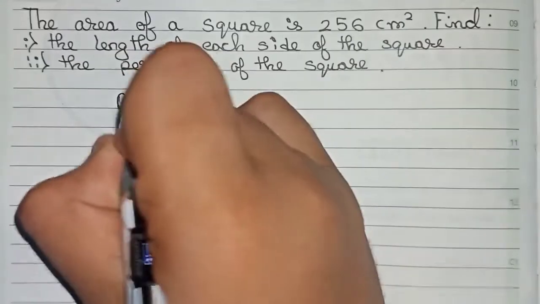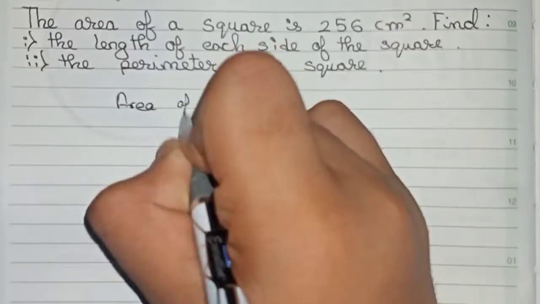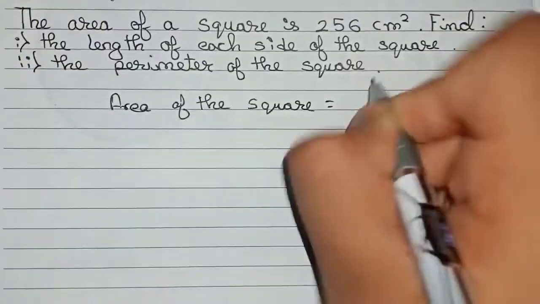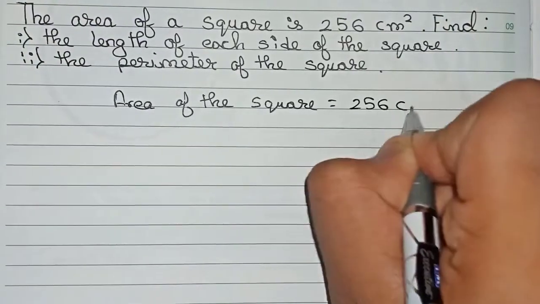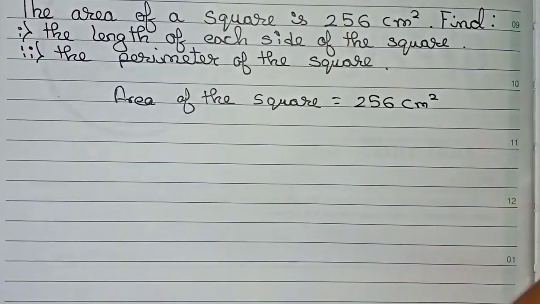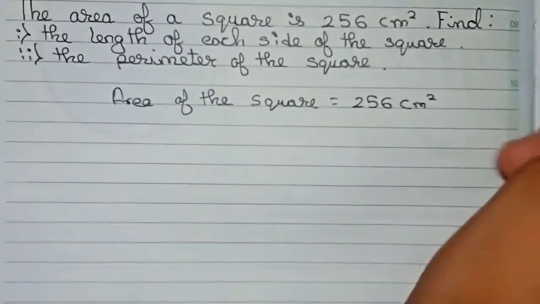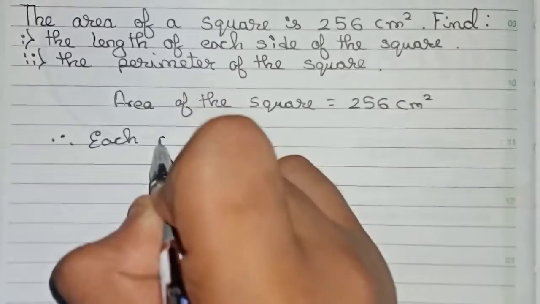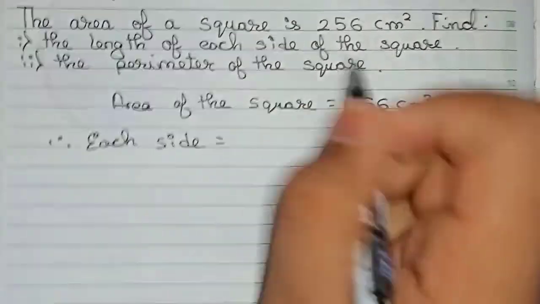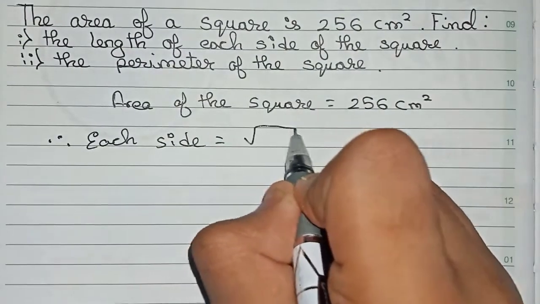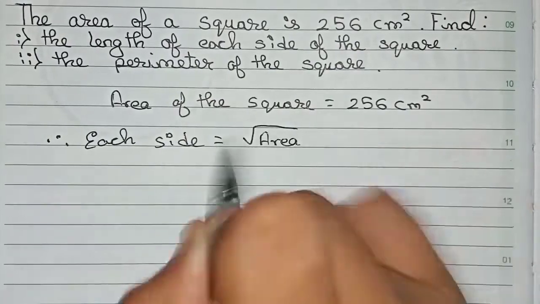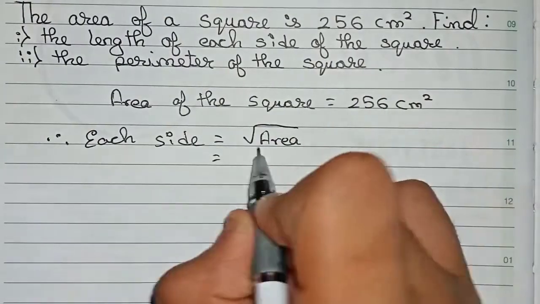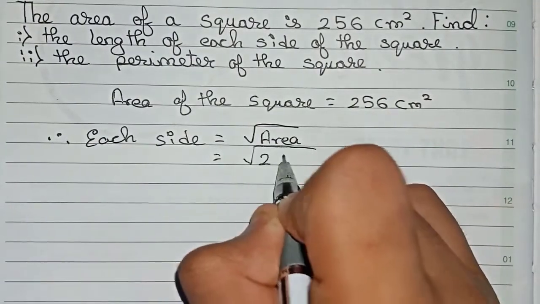So first you write the area of the square equals, it is given 256 centimeter square. Now we have to find out each side of the square in the given equation. So we write that each side equals, so each side formula will be root over area. So if we find out the root over 256, we will get each side of the square. So root over area means root over 256.